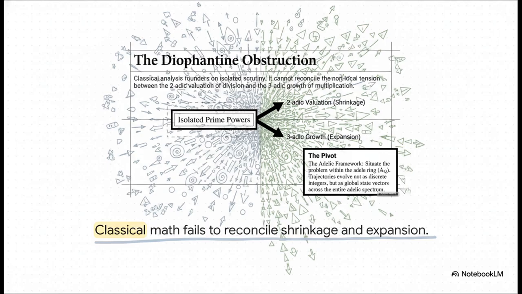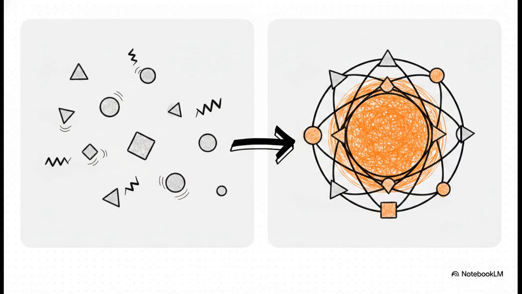Because classical math treats these as isolated discrete sequences, it simply cannot reconcile this immense non-local tension between the two scales. To actually solve this, the framework requires a massive fundamental pivot. We can no longer view Collatz trajectories as simple, discrete integer sequences just bouncing around stochastically. Instead, we have to totally upgrade our perspective. These trajectories absolutely must be treated as global state vectors that evolve across the entire Adelic spectrum, specifically within the Adelic ring. By shifting the problem into this global arena, we stop fighting those isolated discrepancies and finally start looking at the entire system all at once.